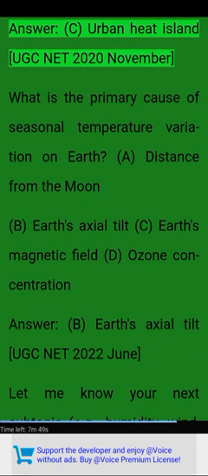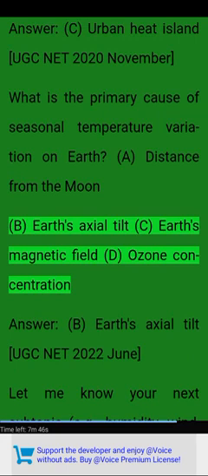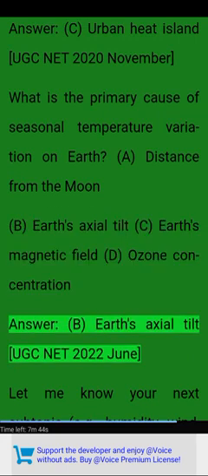UGC NET 2020 November. What is the primary cause of seasonal temperature variation on Earth? A. Distance from the moon. B. Earth's axial tilt. C. Earth's magnetic field. D. Ozone concentration. Answer: B. Earth's axial tilt.